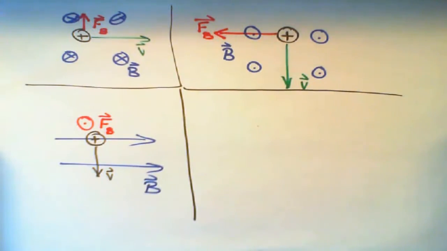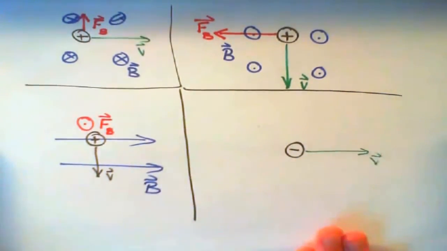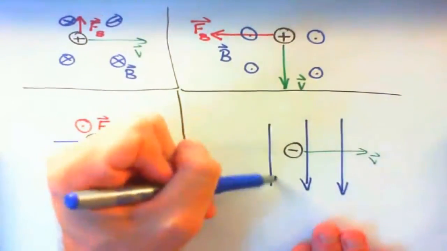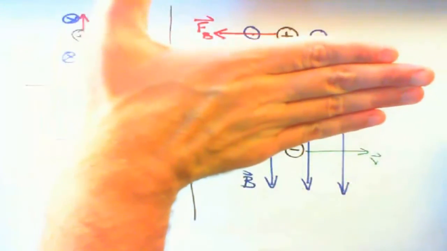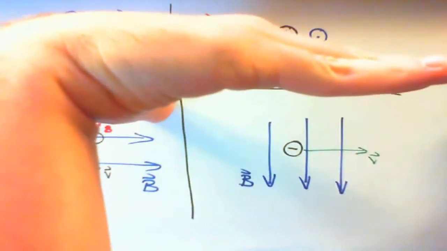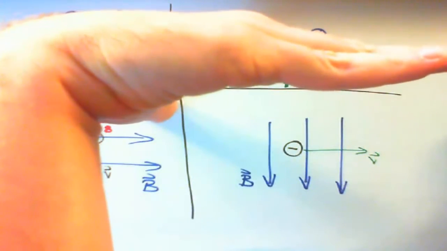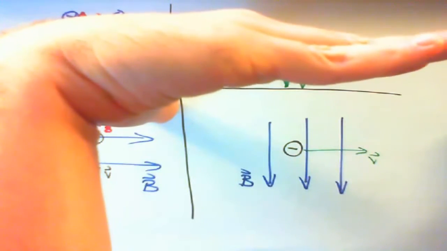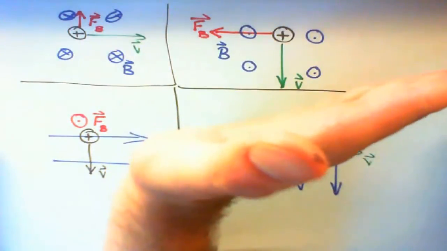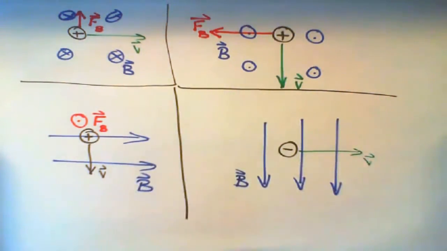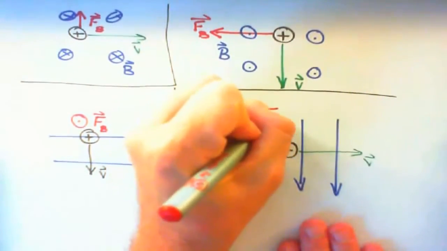Let's try a negative one. Let's say we have a negative charge moving to the right. Let's say we have a magnetic field pointing towards the bottom of the page. We do the right-hand rule just like before. Point our fingers in the direction of the velocity. Point your palm in the direction of the magnetic field, and then your thumb will point in the direction of the force on a positive charge. Here we have a negative charge, so at the end we have to flip it. A positive charge would feel a force into the page, so a negative charge will feel a force out of the page.